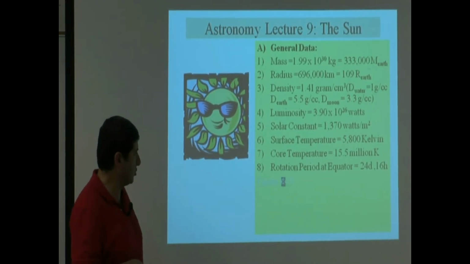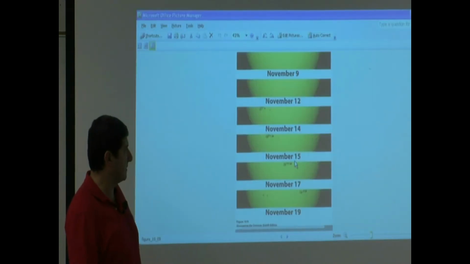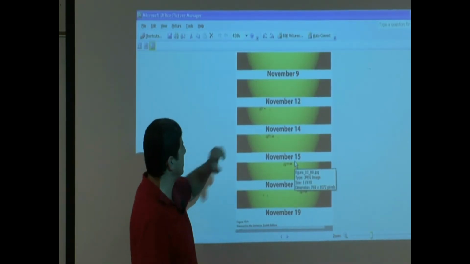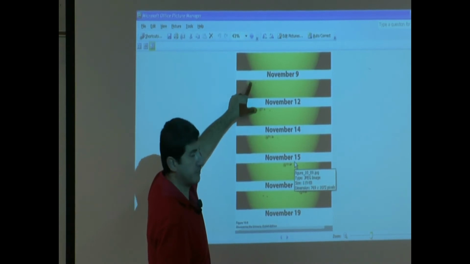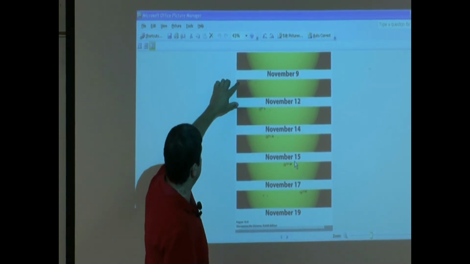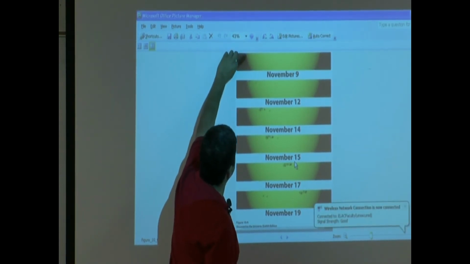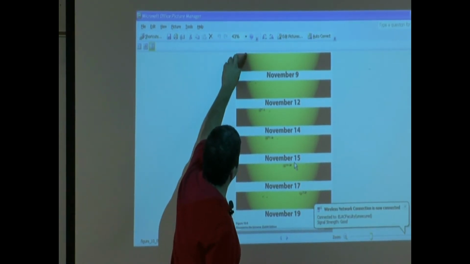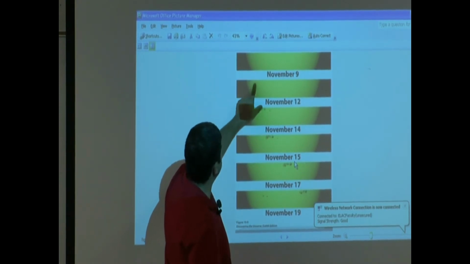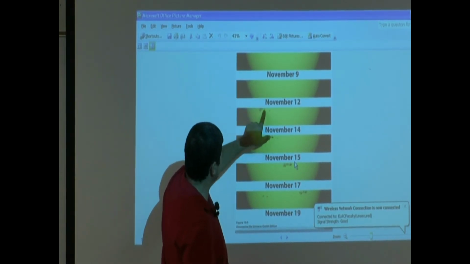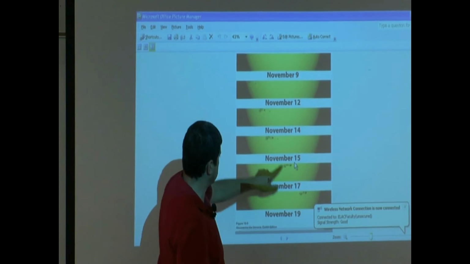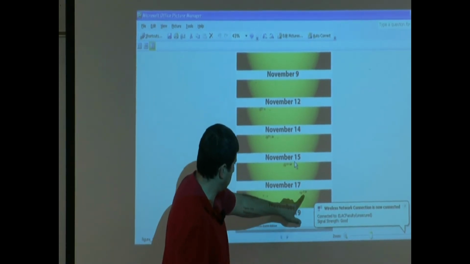And the best way to figure this out is by tracking sunspots on the sun. You see here? This would be November 9th. So some sunspots are starting their rotation on this side. And by November 12th, they're here. By November 14 here. November 15 here. 17, 19, they are here.